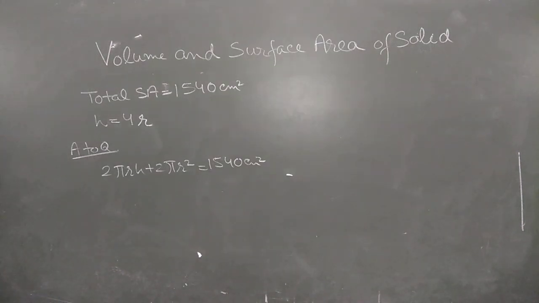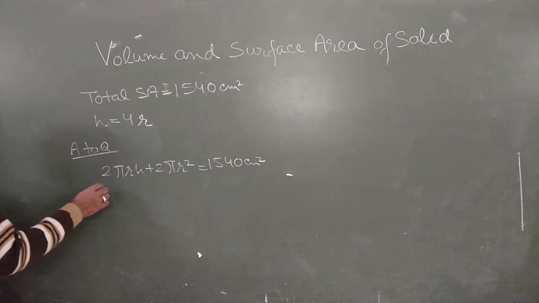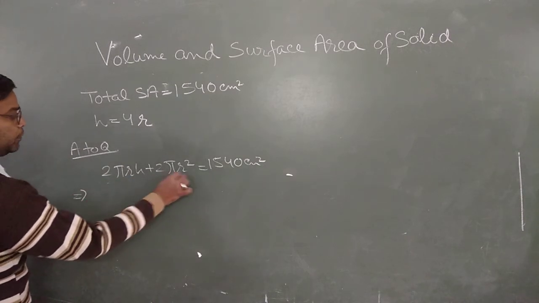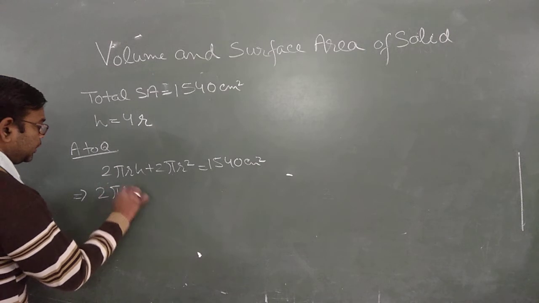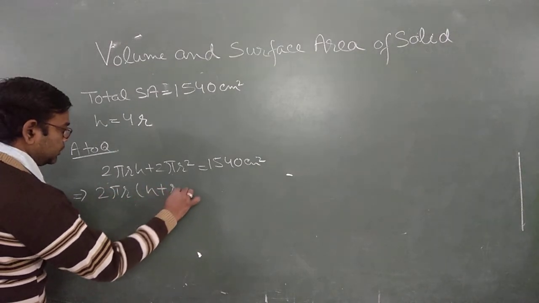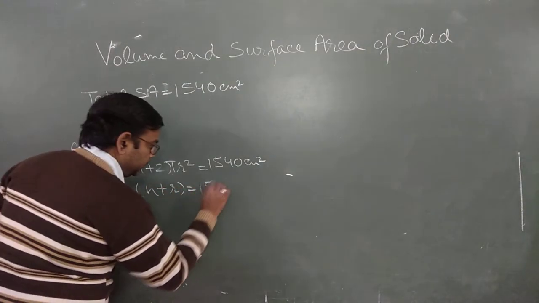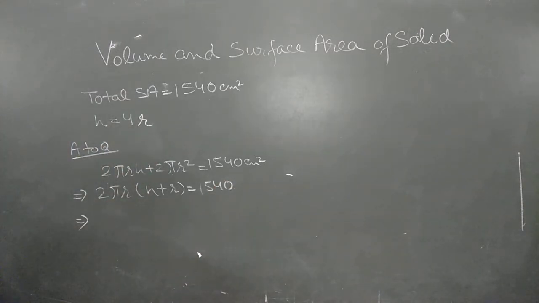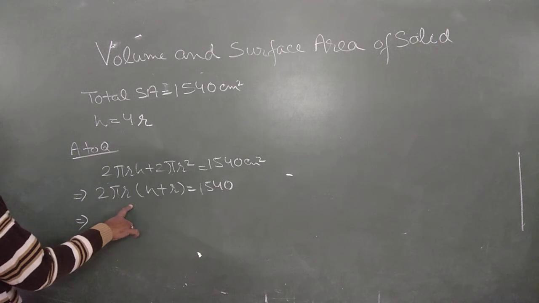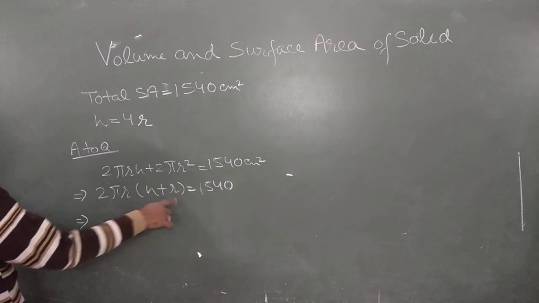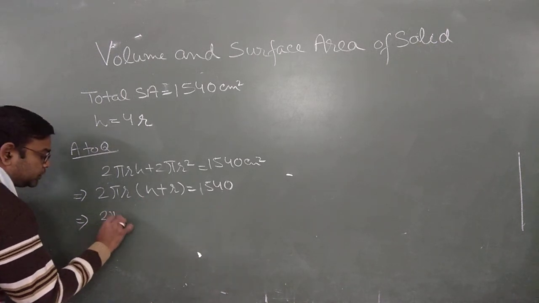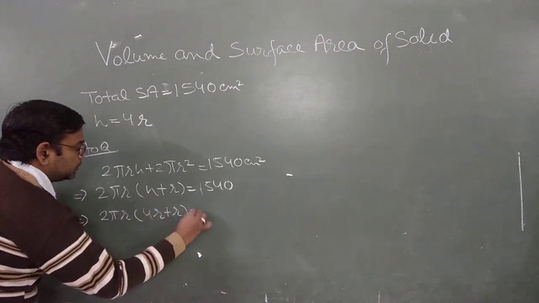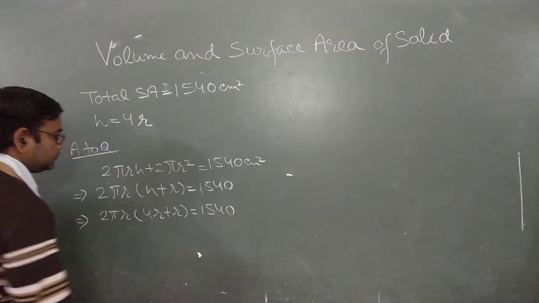Whenever we place the value, see, take 2 pi r common: 2 pi r common, here h plus r equals 1540. Now here 2 pi r, and here h plus r. Convert all things into r first: 4r plus r equals 1540.